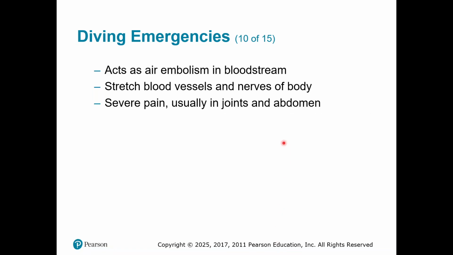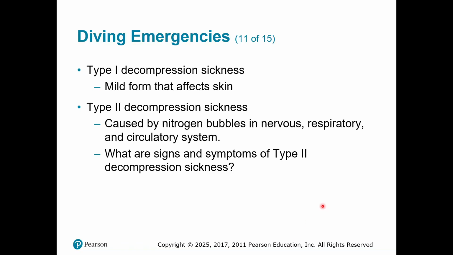This acts as an air embolism in the bloodstream, stretches blood vessels and nerves of the body, and causes severe pain, usually in the joints or abdomen. So let's look at type 1 decompression sickness. This is a mild form that affects the skin. Type 2 can be caused by nitrogen bubbles in the nervous, respiratory, and circulatory systems.